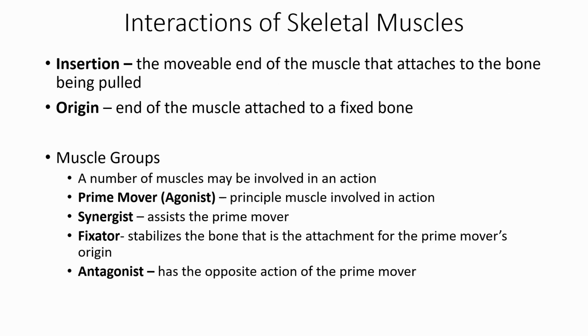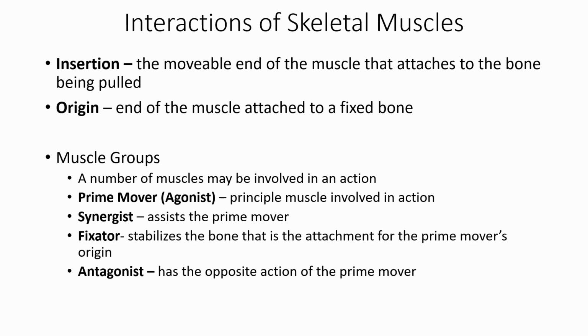When it comes to skeletal muscles, there's really 2 points that we care about, at least right now. That's the 2 points where the muscle connects. One of these points of attachment is called the insertion. This is going to be the movable end of the muscle, the end attached to the part that's going to be moved, versus the origin. The origin is going to attach to the bone that is not moving.